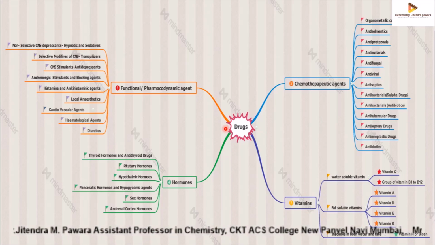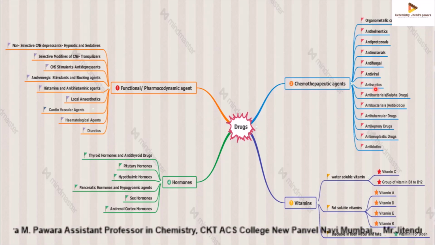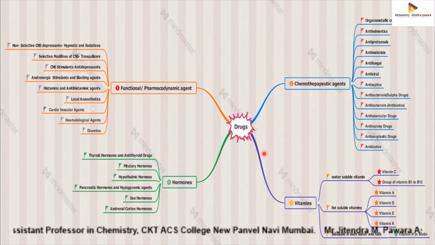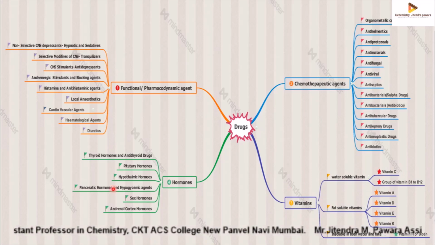Drugs are classified into four broad types, that is functional, chemotherapeutic, vitamins, and hormones. Again, each class has its own types. These are the types of functional or pharmacodynamic agents. Then this is the type for chemotherapeutic agents, and this is for vitamins and hormones.